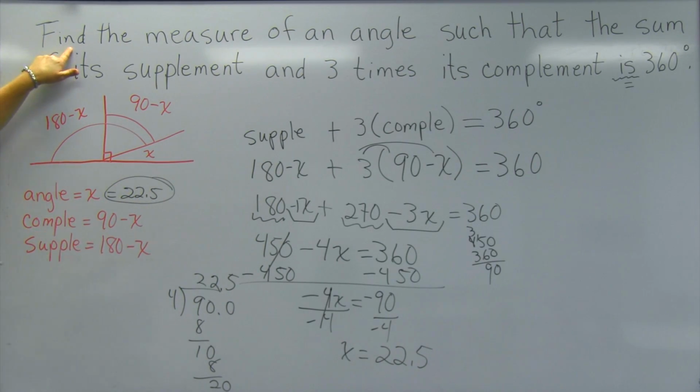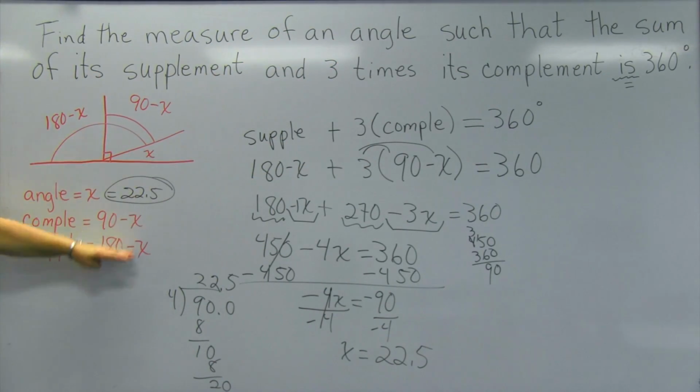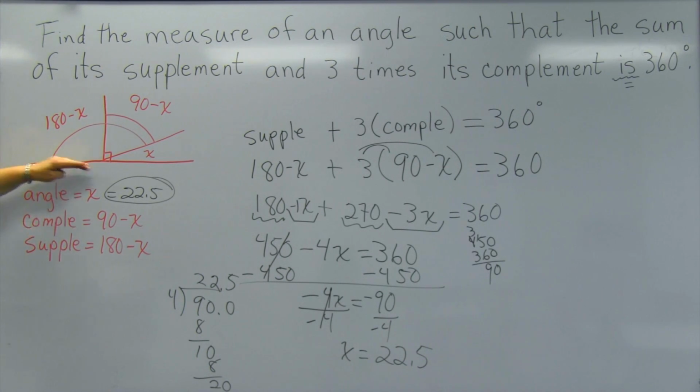And you know what? That's what they ask for, isn't it? Find the measure of an angle. So we don't need to do anything else about the substitution because they don't want to know the complement. Neither do they want to know the supplement. They only want to know the angle itself. So we've answered their question. Remember that. Answer the question they ask for.